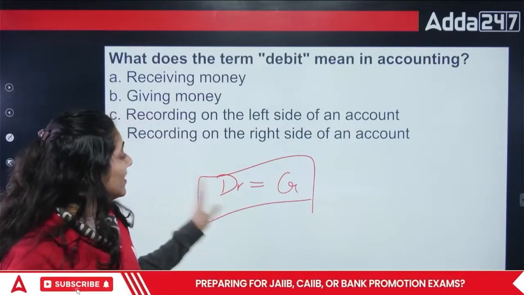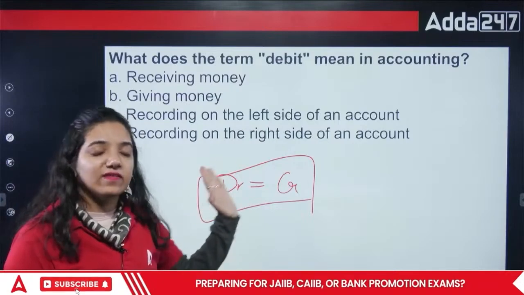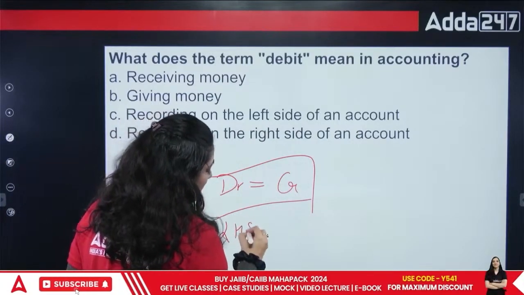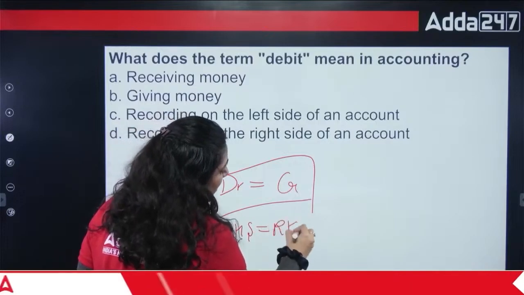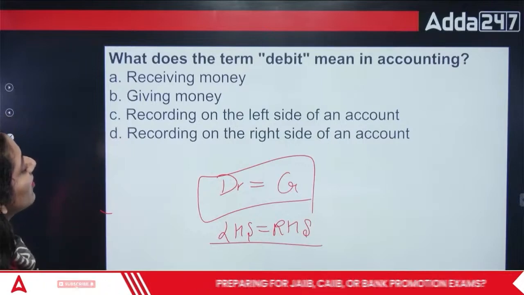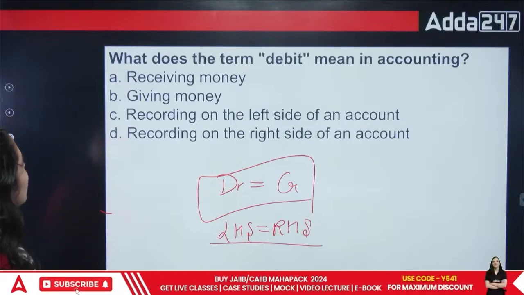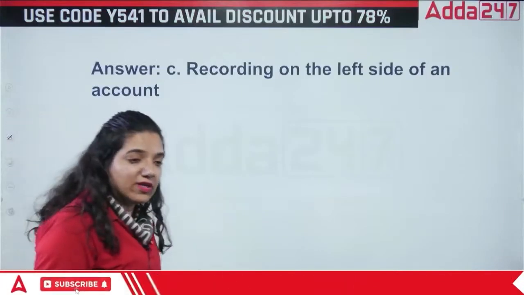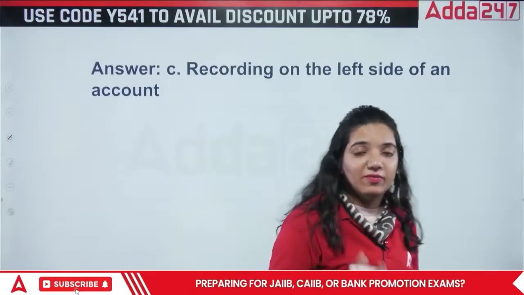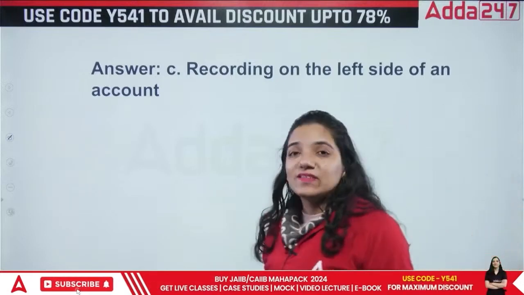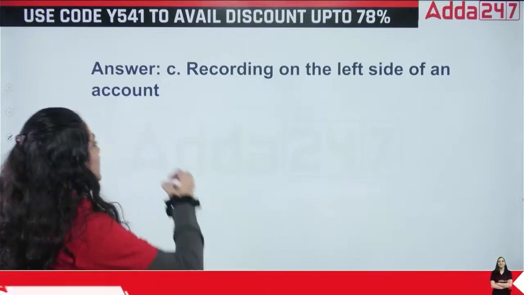In the area of debit, it is actually the left hand side, and this is the right hand side. So this is just the concept of LHS equal to the concept of RHS. Okay? Receiving money, giving money, recording on the left side or recording on the right side. Whatever money we are bringing in the business, debit what comes in, whatever goes out of the business, credit what goes out.